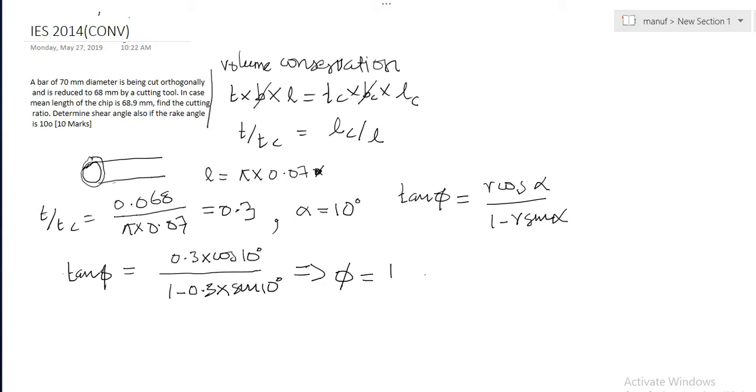Now here one more question is asked, determine. Here only two parameters are asked: one is the chip thickness ratio, and another one is the shear angle. So we have found out both the things. So we will move to the next question.